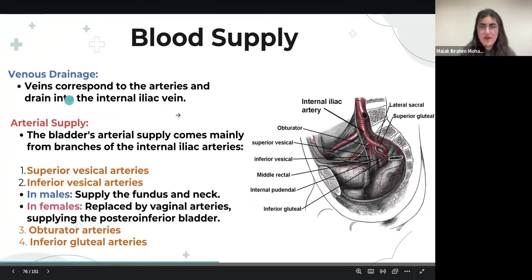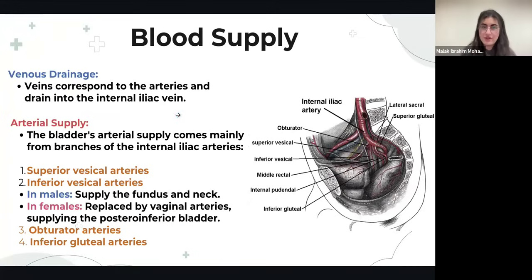The venous drainage, you have veins that correspond to the arteries, and they drain into the internal iliac vein. So it's just as simple as you would have the same ones as the arteries. They correspond to the arteries and all of them drain into the internal iliac vein in the end. Then you have your arterial supply, which we're going to discuss now.